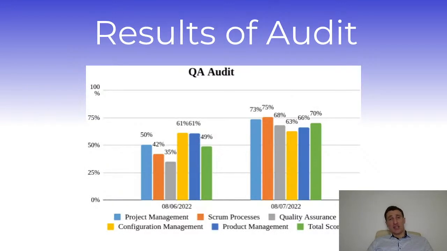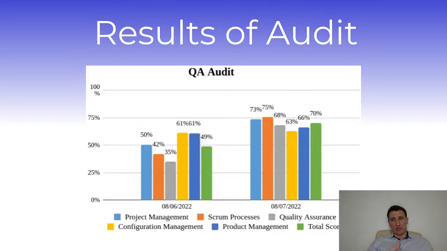How will the result of the QA audit be presented? You will have some date. After filling in all the details, you will have this bar chart for one date, for example, 8th of June, and in 1 month, on 8th of June, we will see some improvements in every zone, and we have a total score.